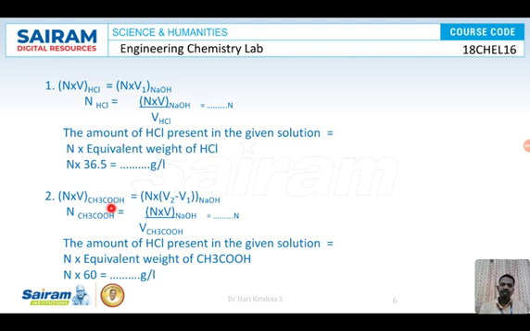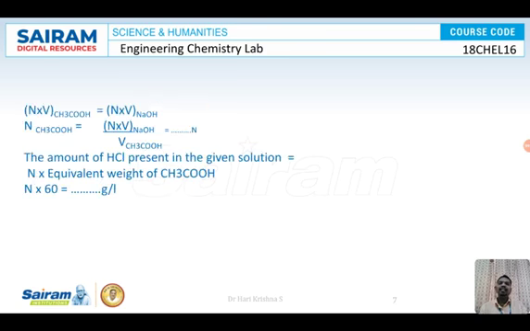Next, for acetic acid, normality into volume of acetic acid is equal to normality into volume of NaOH. So normality of acetic acid is equal to normality of NaOH into volume of NaOH divided by volume of acetic acid. Normality of NaOH is 1, volume of NaOH is V2 minus V1, volume of acetic acid is 50. From this we get the normality of acetic acid. If you want to know the amount of acetic acid present, multiply normality of acetic acid by the equivalent weight of acetic acid. The equivalent weight of acetic acid is 60. So you get the exact value of the strength.